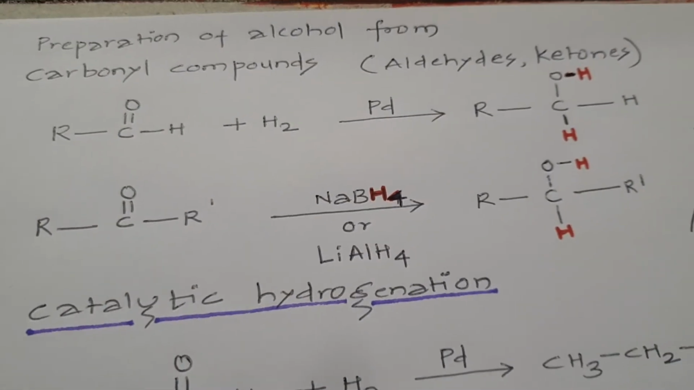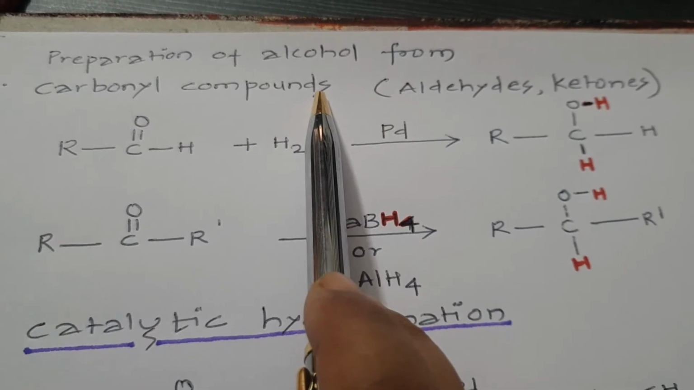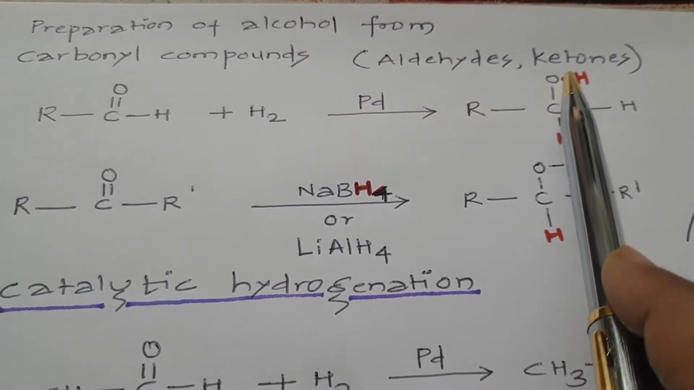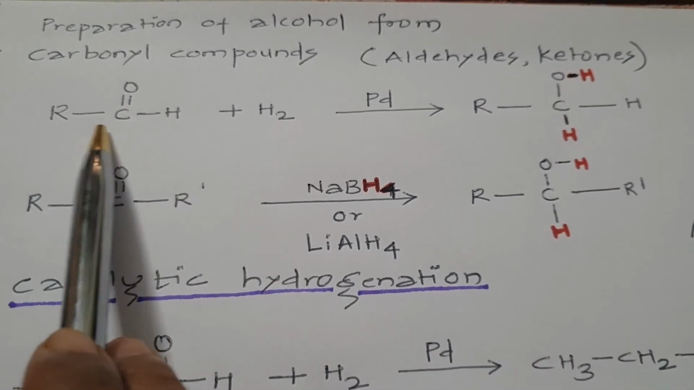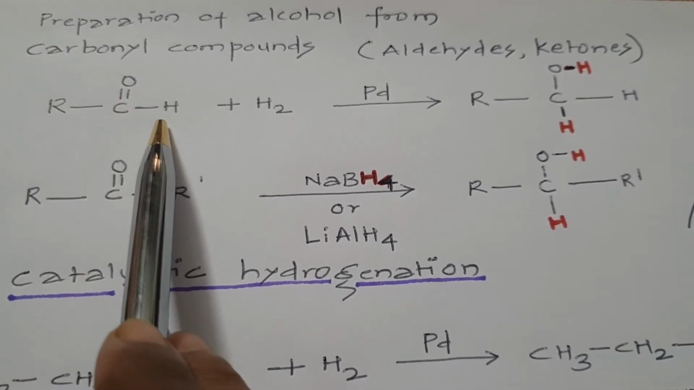Let us now study preparation of alcohol from carbonyl compounds, aldehydes and that of ketones. We have taken a general representation of an aldehyde. So this is R C double bond O.